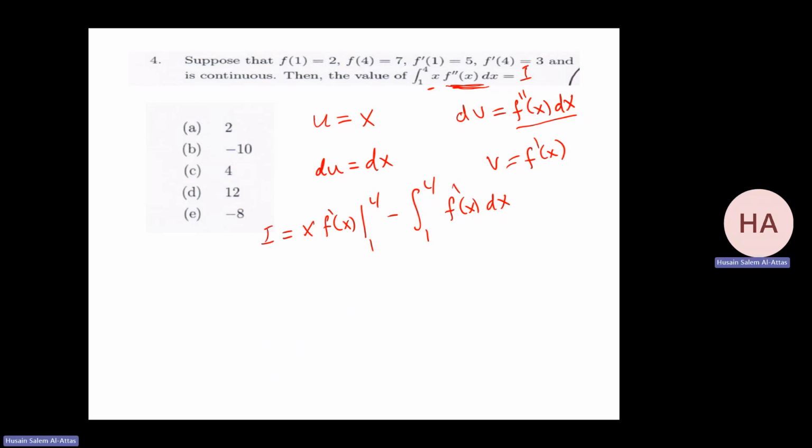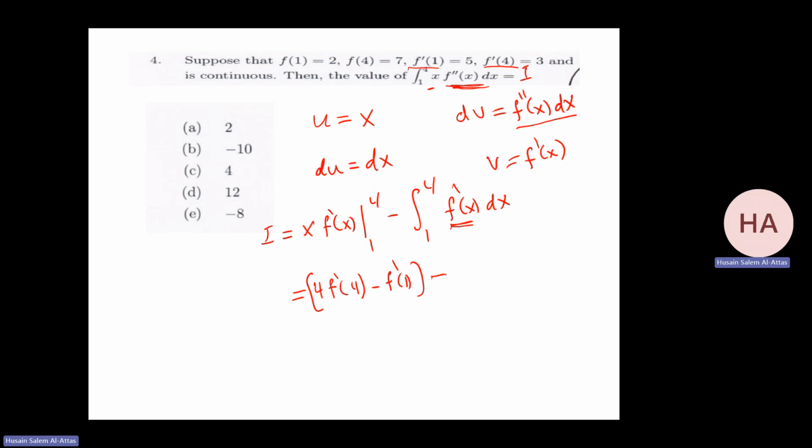F prime of x dx. Okay, and this is an easy integral. That's only f of x. That will be, yeah, I can substitute here. That will be f prime of 4 minus f prime of 1. These numbers are given, so I can use them.